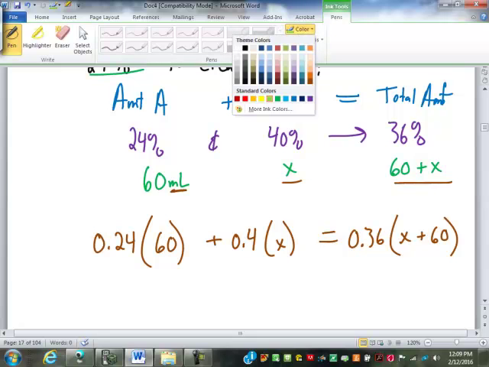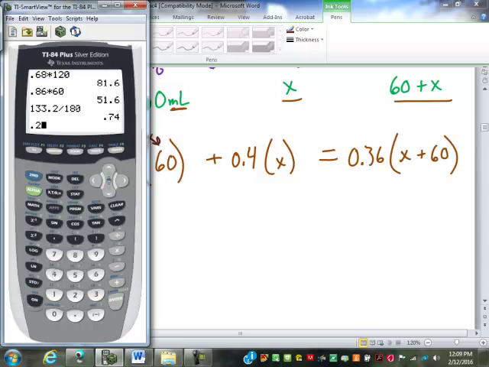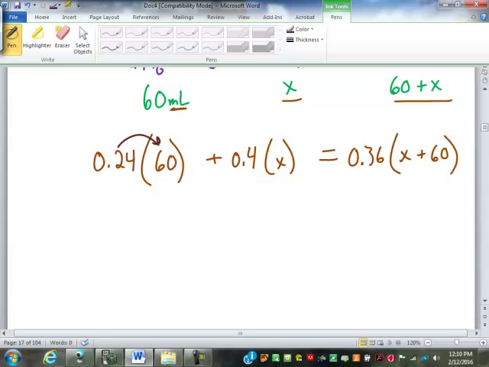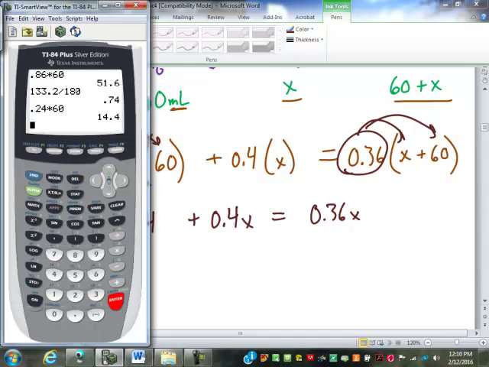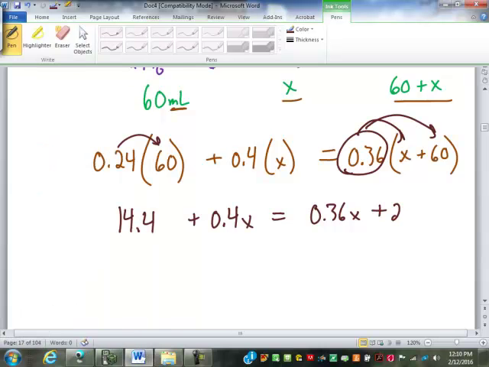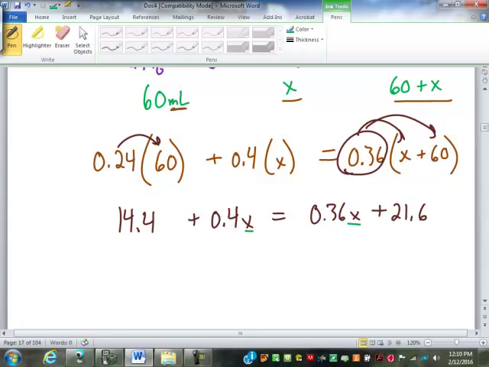So now we're going to go ahead and combine 0.24 times 60, 14.4, plus 0.4 times x is just 0.4x. Over here, we're going to have to distribute. 0.36 times x is 0.36x. 0.36 times 60, 21.6, so plus 21.6. Now here again we have a variable on each side of the equal sign.